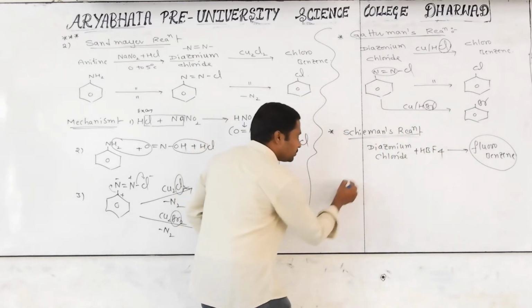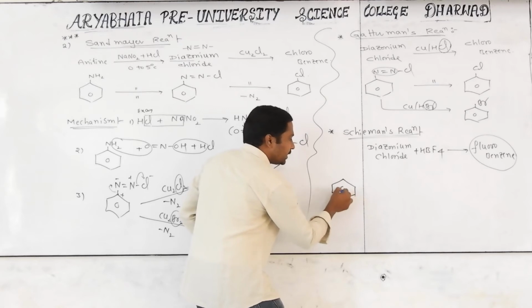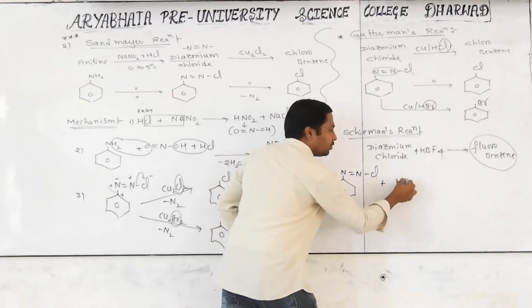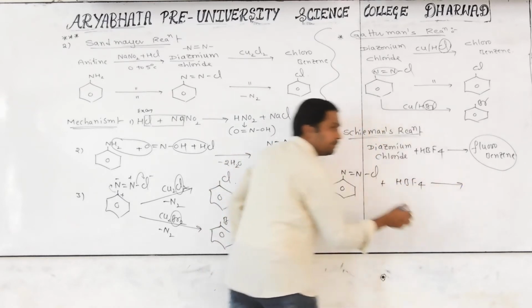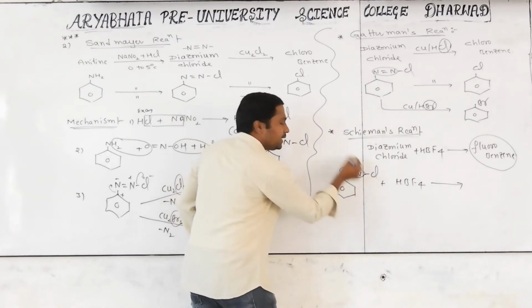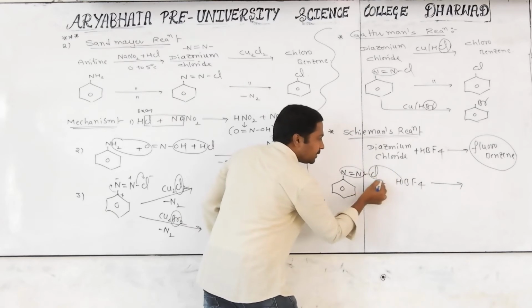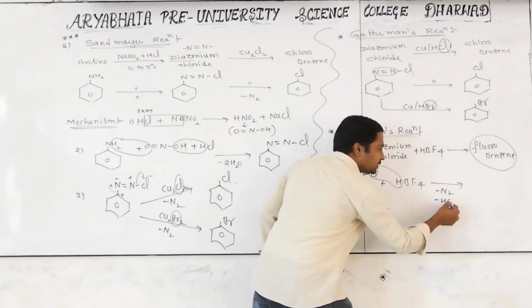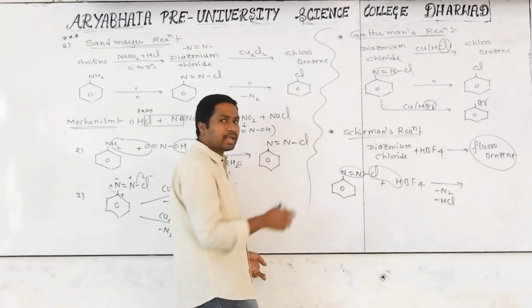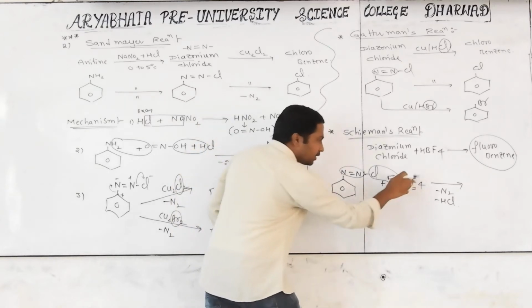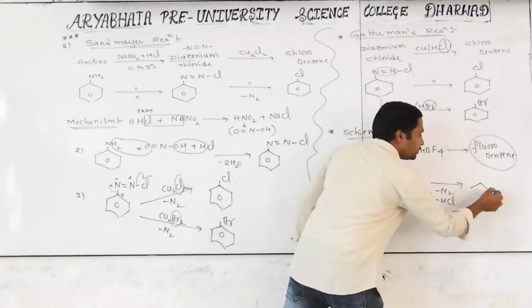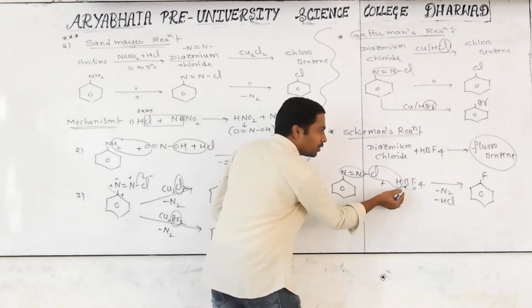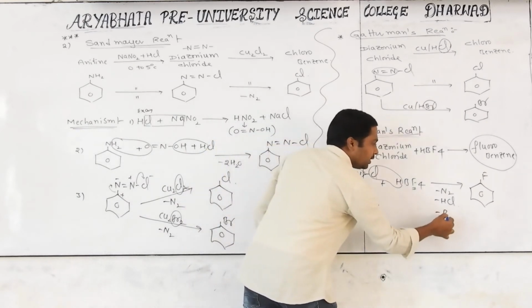What is diazonium salt? Benzene diazonium chloride, N double bond N and Cl. It will be treated with fluoroboric acid. What happens? You know very well, from here nitrogen is eliminated. From here H and Cl will be eliminated, meaning the eliminated chemicals are nitrogen gas and HCl gas. And which one attacks? From BF3, F will undergo substitution here. Then which chemical are we getting? Fluorobenzene. Still one more is remaining: one boron and three fluorides, it becomes boron trifluoride.